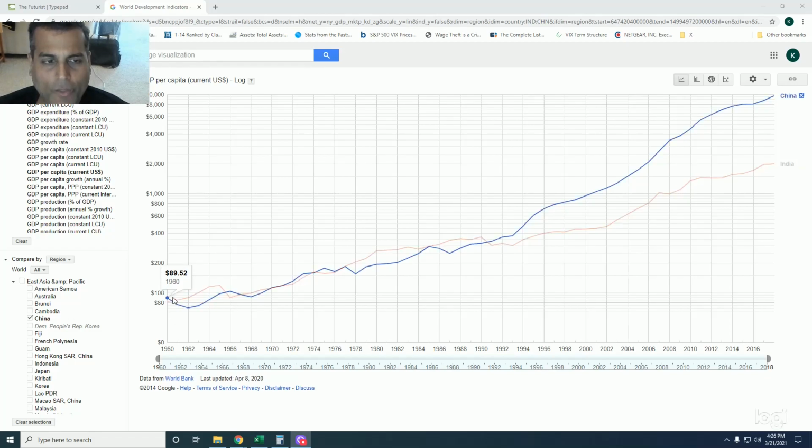As you can see, both countries were very low. These were two of the poorest countries in the world in 1960, even poorer than sub-Saharan Africa. And they grew slowly, but still were kind of equal despite the very different political systems and histories for both countries in the 1960s, 70s, and 80s.